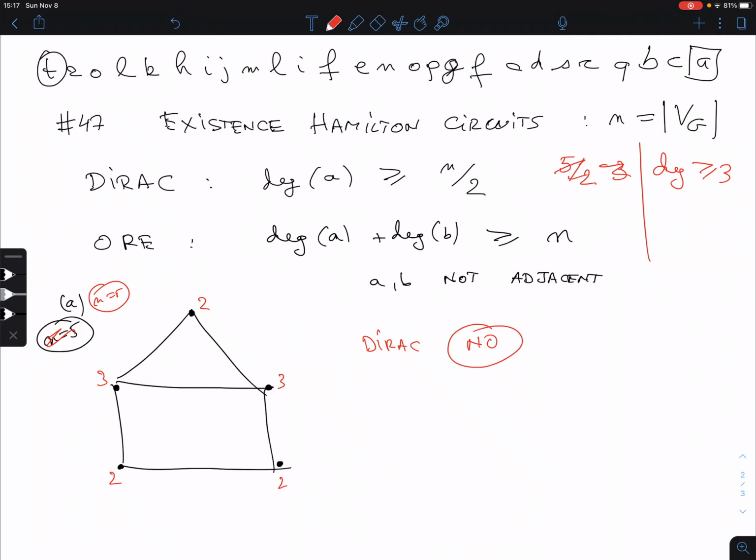What about the Ore condition? That is a weaker condition, right? Because Dirac implies Ore. You have to think a bit about that. So how do I check that? Okay. What are the black lines? The lines are the edges. So this gives me exactly the vertices that are adjacent. So how do I find the ones that are non-adjacent?